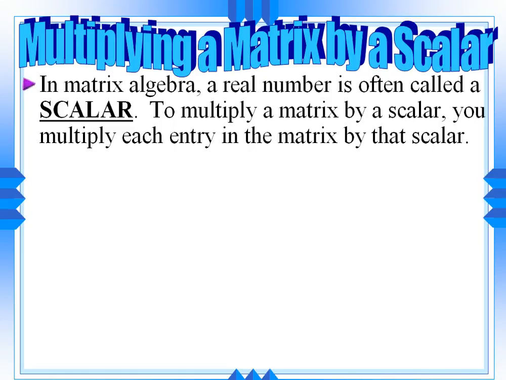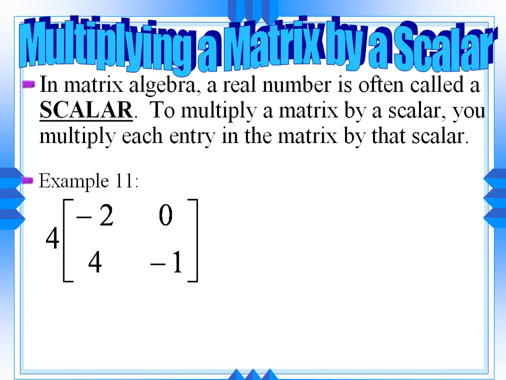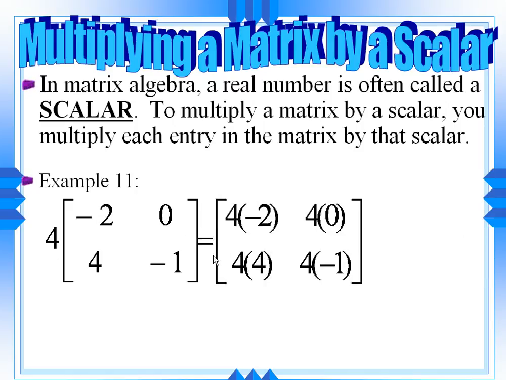When you do that, you just multiply every number inside the matrix by that scalar. So, for example, I've got this matrix, -2, 0, 4, and -1, and then this scalar outside here, which is a 4. I just multiply every number inside that matrix by that scalar. So multiply them all by 4, and my new matrix is right there, as shown. If you'd like to write that down, go ahead.